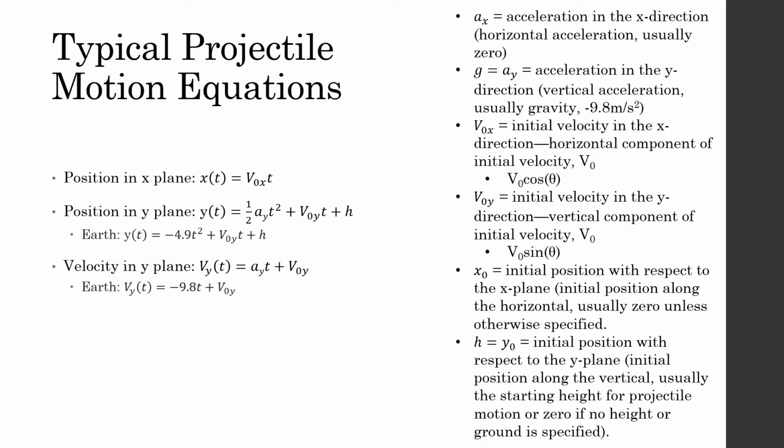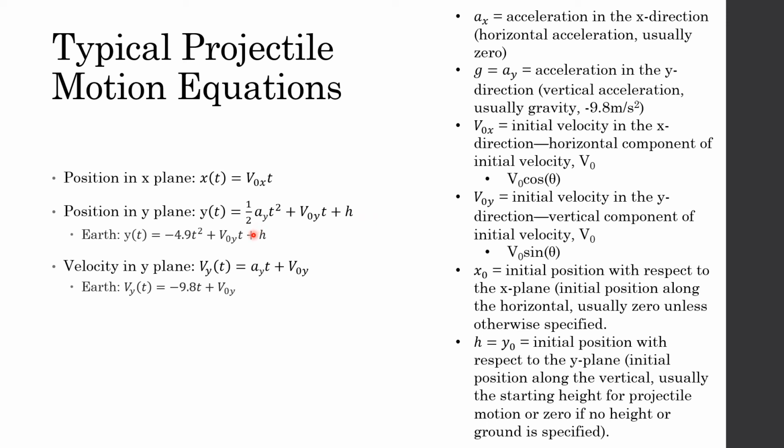So we went over this slide last week as well. This is just a summary of your typical projectile motion equations. Position in the x-plane is typically just going to be V0x times t. You're not going to have an acceleration in the horizontal, nor are you going to be given a starting position in the horizontal, so you can write both of those off as 0. You're probably going to have position in the y-plane, and typically you'll have all 3 variables, but sometimes you might get lucky and not.